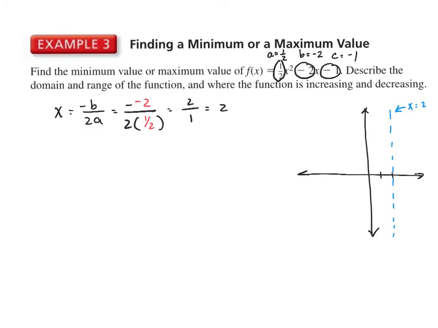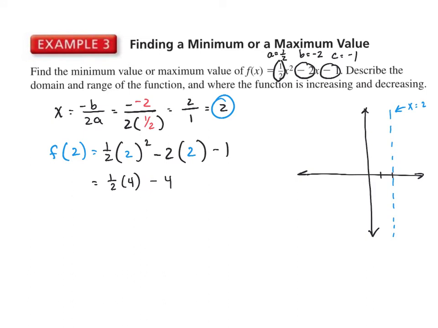Next thing is we figure out where that vertex is. How do we find the y value? Well, we just take the answer from the previous step that we just did, this 2, and substitute it into the function. The function is one half of x squared, but x is now 2, minus 2 times x, but x is 2, and then minus 1. Square it first.